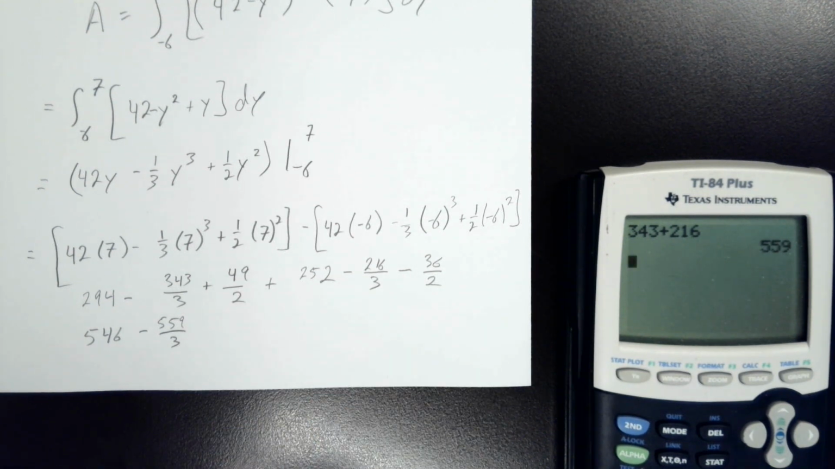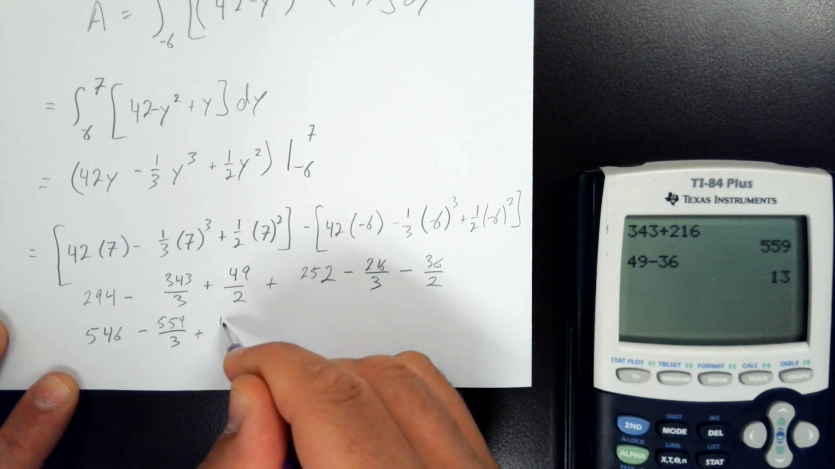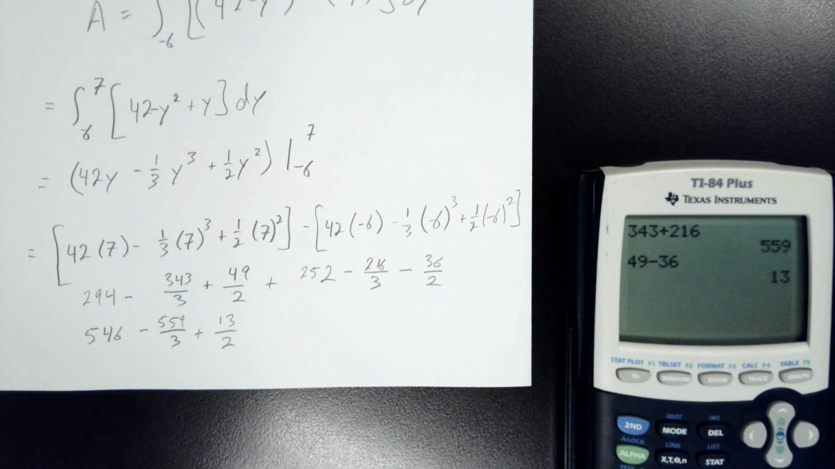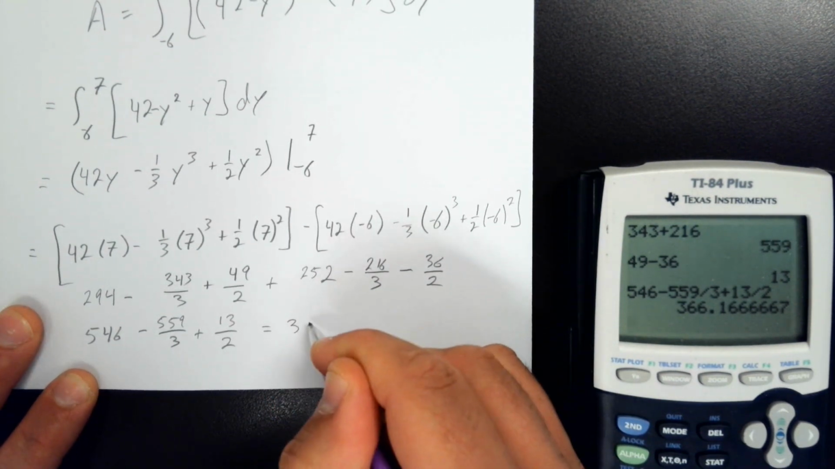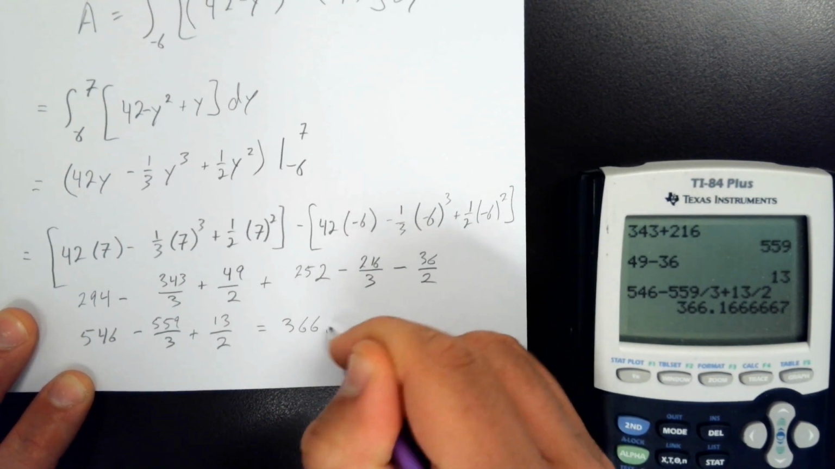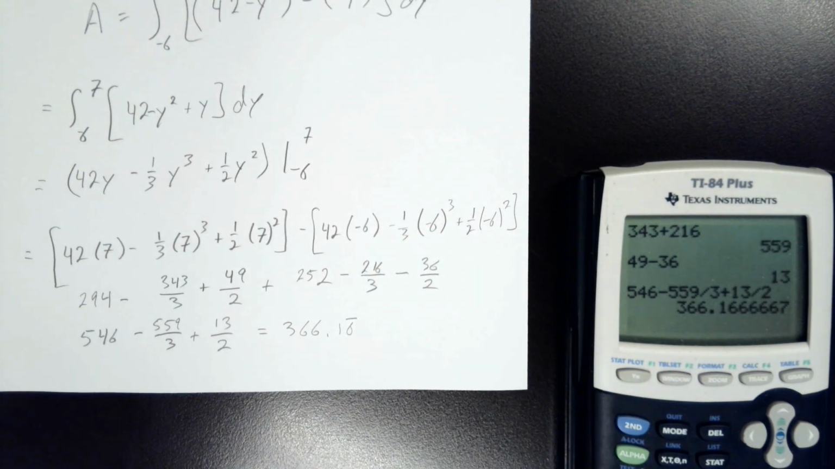Here I've got 49 halves minus 36, probably don't need to do that on the calculator. So plus 13 halves. And again, you could plug that into WebWork, but if you want to get this as a decimal, there's no problem just plugging this in your calculator. 546 minus 559 thirds plus 13 halves. Plug that in a calculator, and I got what looks like 366.16 repeating. And there you go.